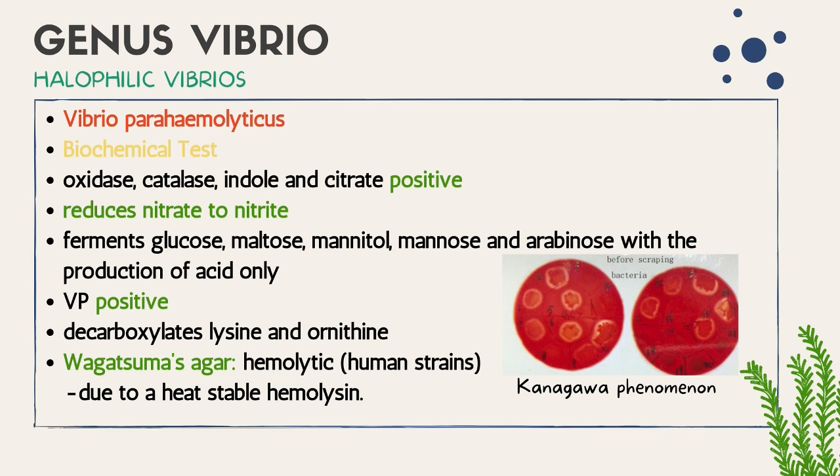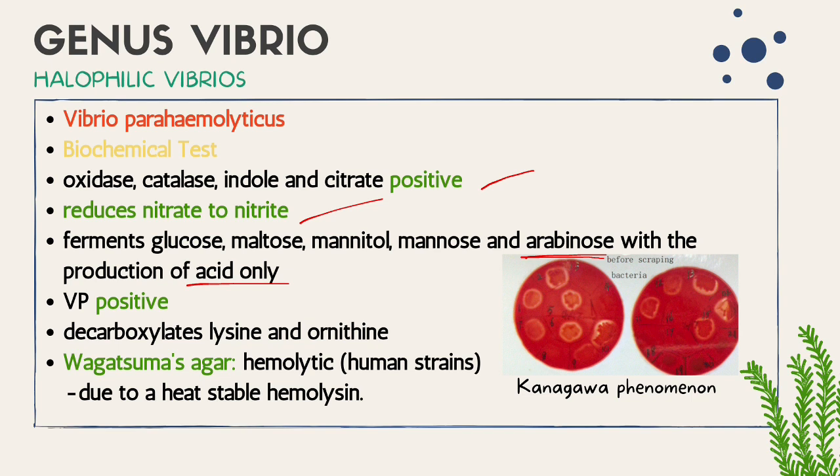So here are the several biochemical tests to identify Vibrio parahemolyticus. So it is oxidase, catalase, indole, and citrate positive. It can also reduce nitrate to nitrite just like your Vibrio cholerae, and can also ferment a lot of carbohydrates, but the most important one is the sugar arabinose with the production of acid only. So it is the only Vibrio that can ferment arabinose sugar.